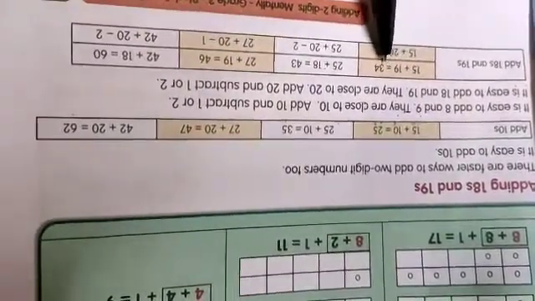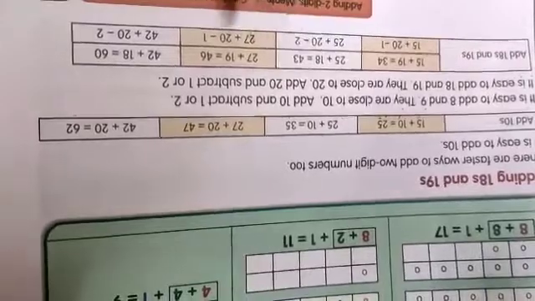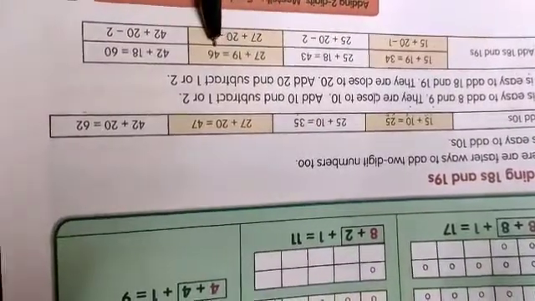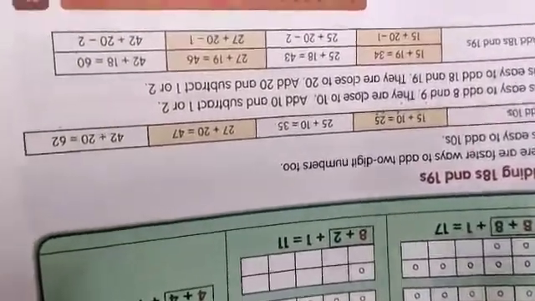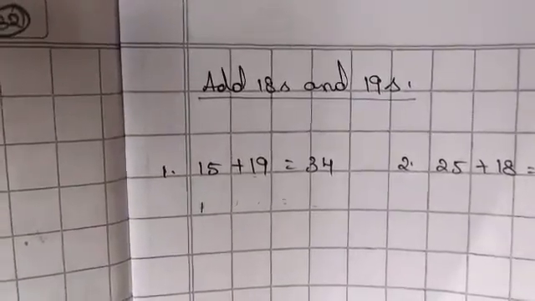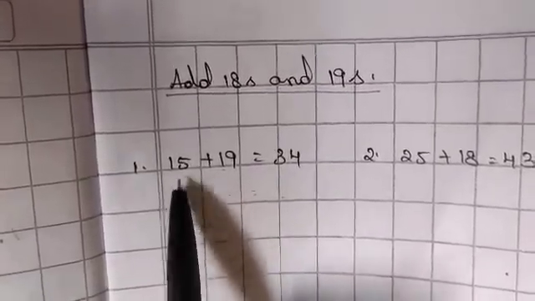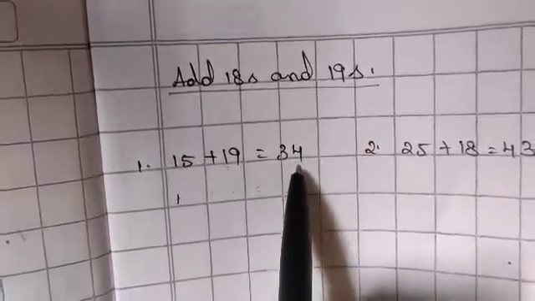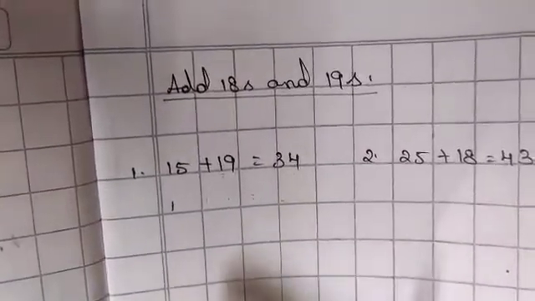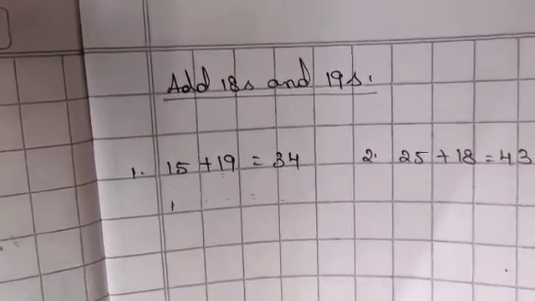15 plus 19 is equal to 34. 25 plus 18 will be 43. 27 plus 19 will be 46. 42 plus 18 will be 60. So now I am going to show how we got the answer. So children, now I am going to show how to add 18s and 19s. So here we have 15 plus 19 is equal to 34. Children, you have seen this example in your reader previously.